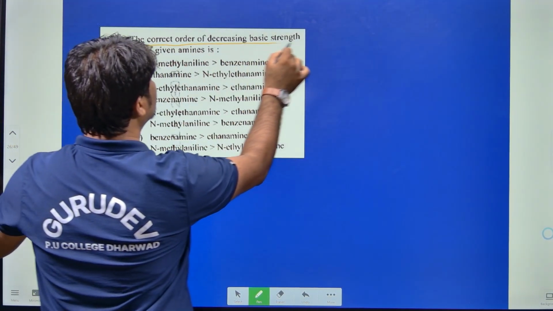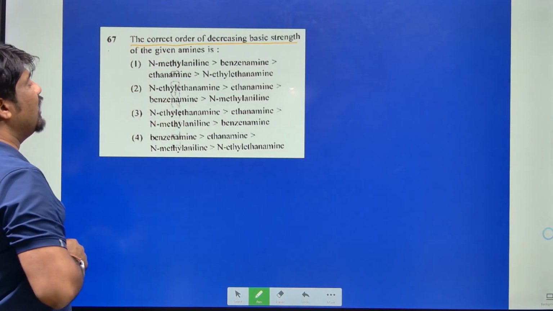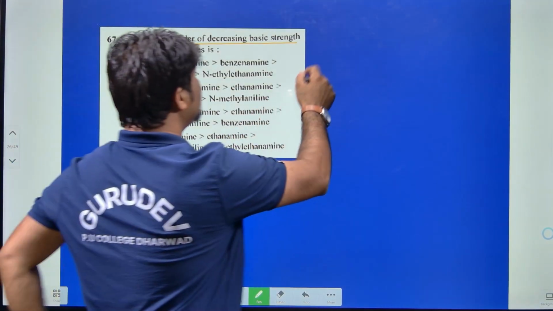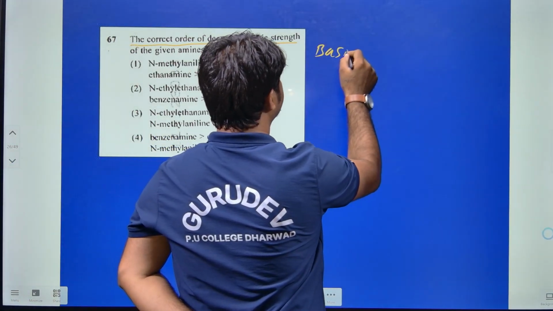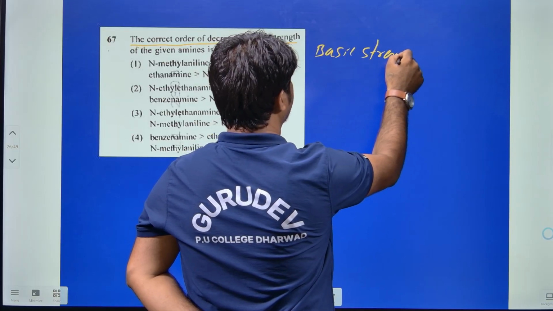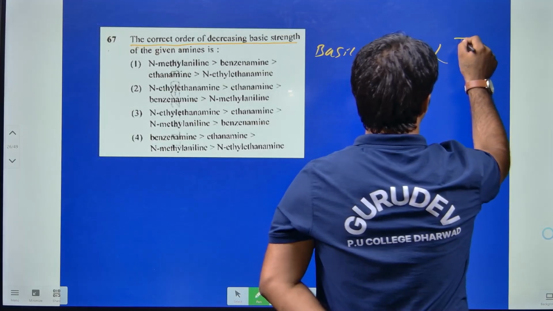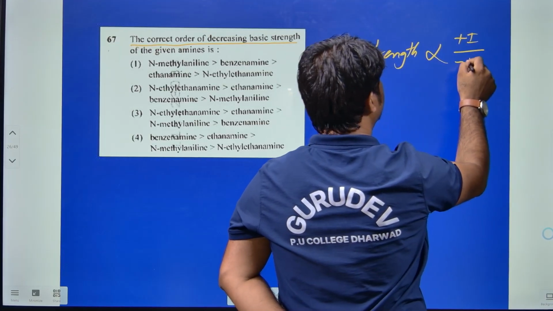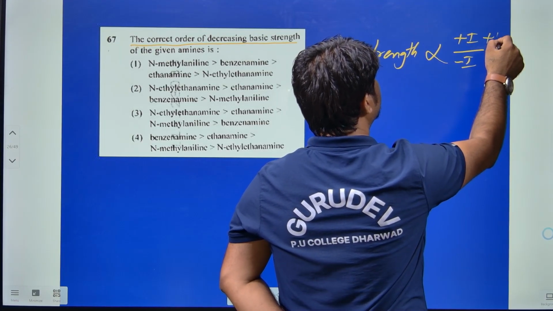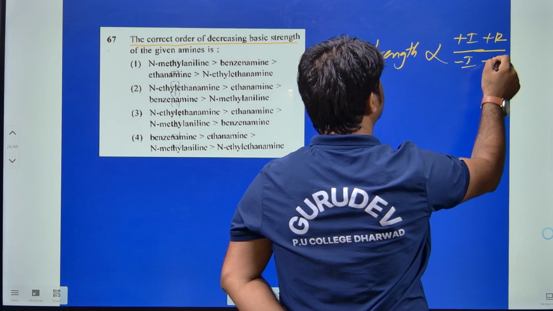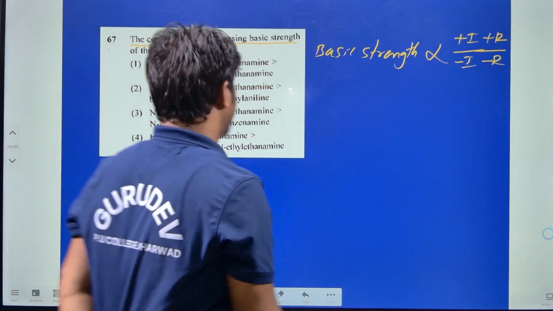The correct order of decreasing basic strength of the given amines. So we know that basic strength is directly proportional to the plus I effect and inversely proportional to the minus I effect, and directly proportional to the plus R and inversely proportional to the minus R.